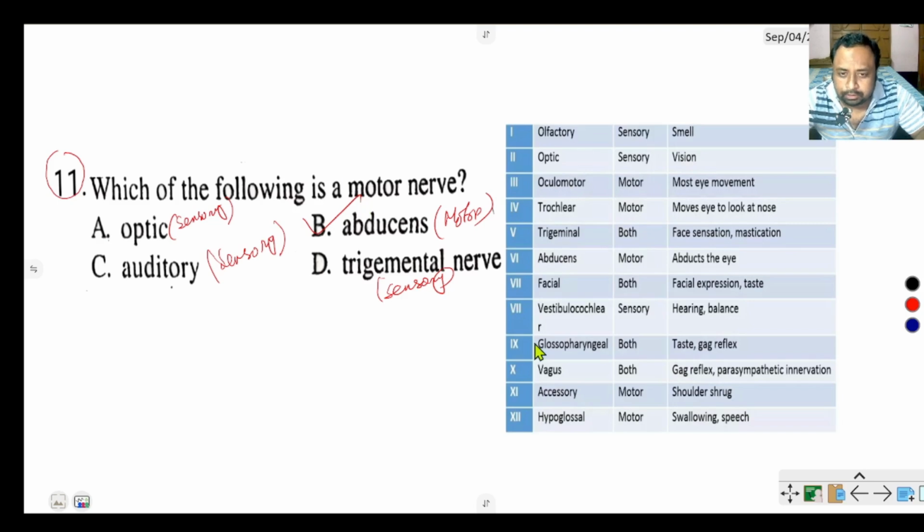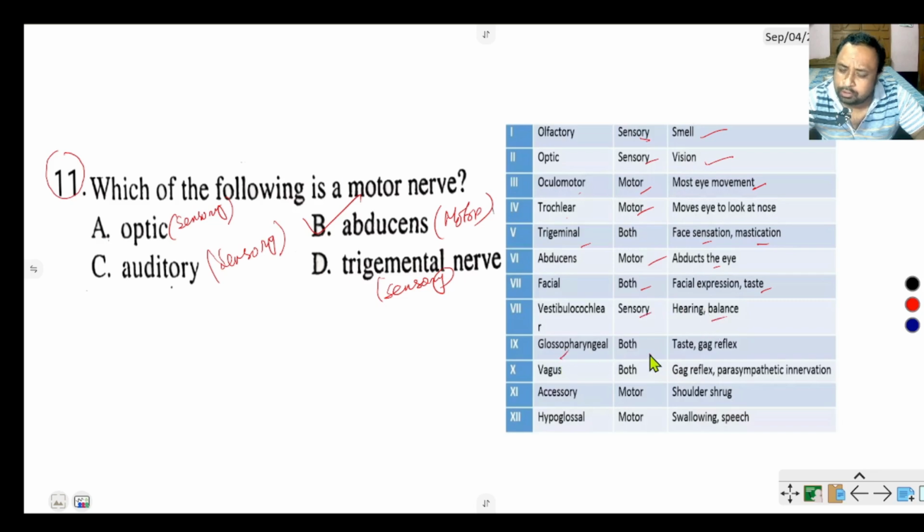This is the list of the cranial nerves. Olfactory, which controls smell, is a sensory nerve. Optic, also sensory, controls vision. Oculomotor, a motor nerve, moves the eye. Trochlear is a motor nerve that moves the eye to look at the nose. Trigeminal, both motor and sensory nerve, for facial sensation and mastication. Abducens is a motor nerve that abducts the eye. Facial, both, for facial expression and taste. Vestibulocochlear, sensory nerve, for hearing and balance.